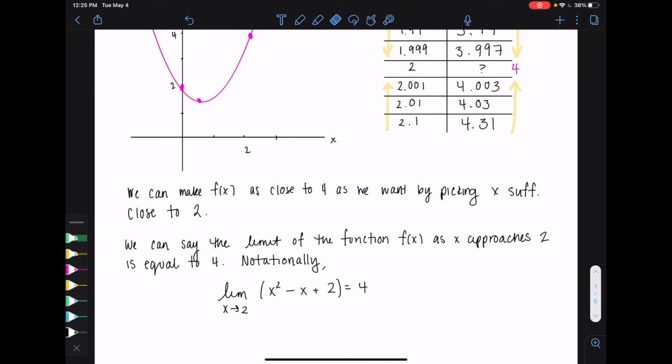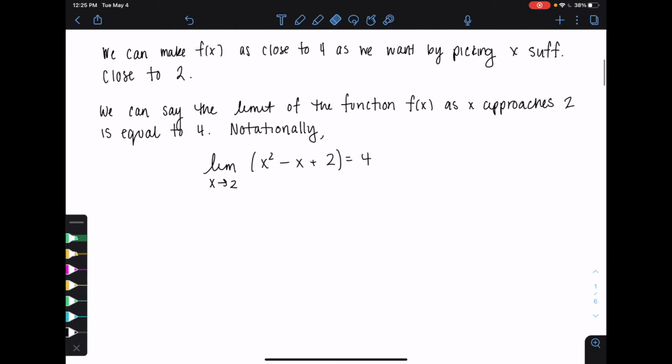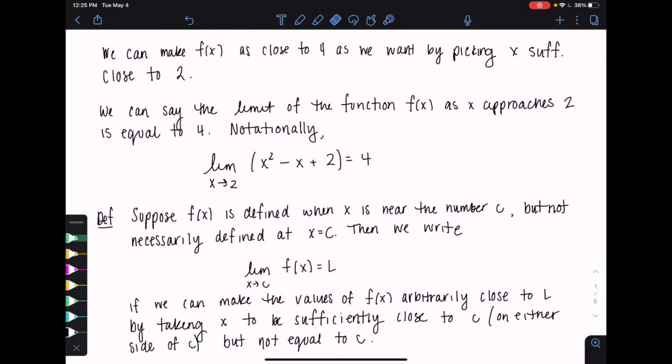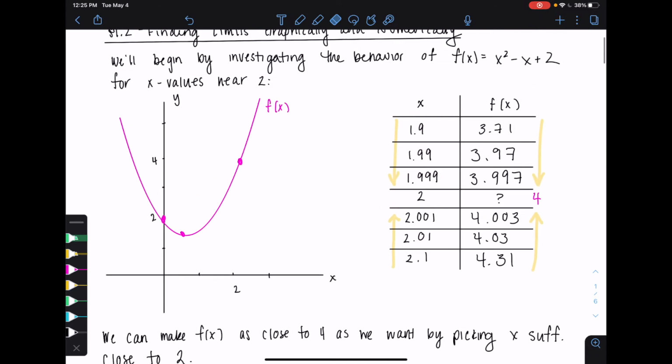So this is what we want to explore. As x gets close to some number, what is happening for the output of your function? So this leads to our definition of a limit. Suppose f of x is defined when x is near the number c, but not necessarily defined at x equals c. Then we write the limit of this function as x approaches c is equal to L if we can make the values of f of x arbitrarily close to L by taking x to be sufficiently close to c on either side, but not equal to c. So this is the idea.